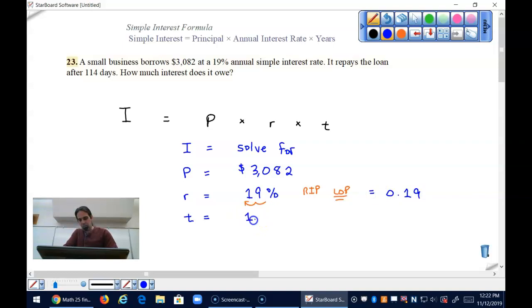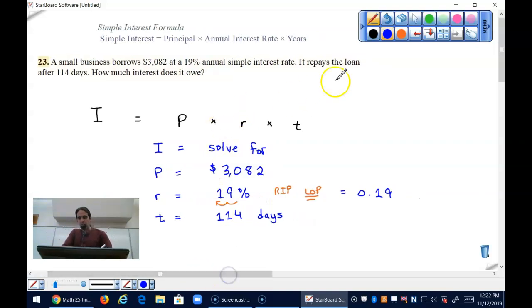And my time is 114 days. So again, with simple interest, everything needs to be in years. The interest rate is already annual. It is per year. We're happy with that. But my time is not. So how am I going to change days into years?